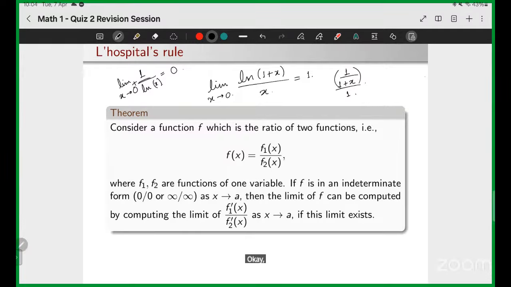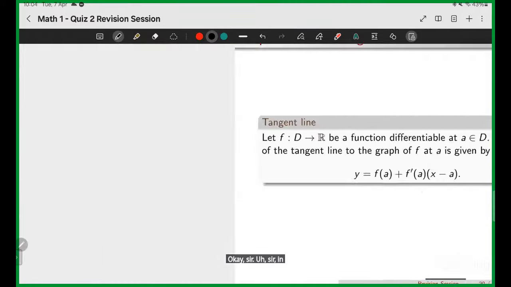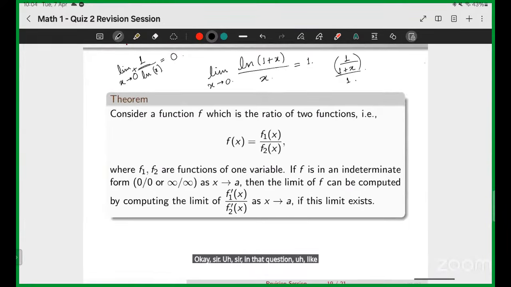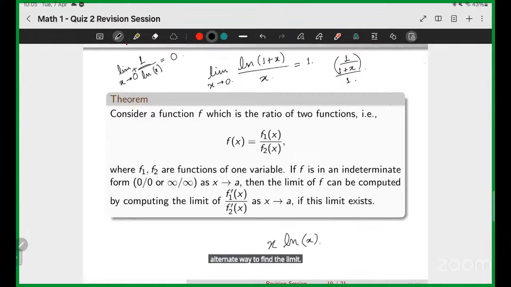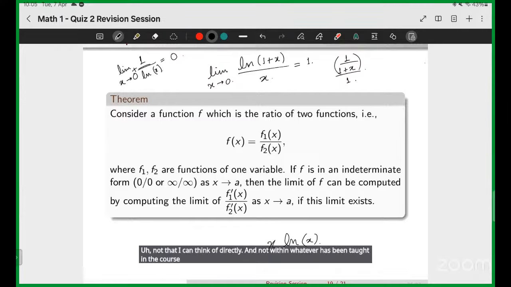Sir, in that question, x into ln x. If I don't want to use the L'Hopital rule, then is there any alternate way to find the limit? Not that I can think of directly, and not within whatever has been taught in the course.